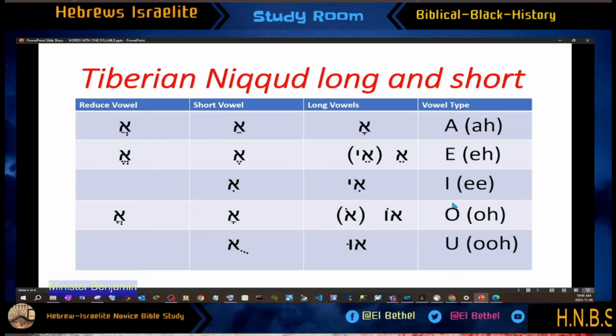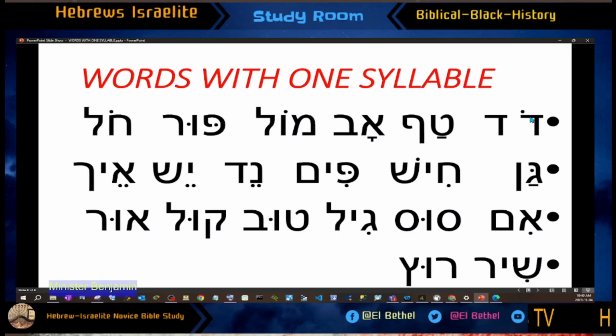A, E, O, U. Notice it's not A, E, I, O, U. It's a little bit different, right? So that's something else you gotta learn as well. Let's see what else we can do before jumping into the text, if we can try to pronounce some of these one syllable words.